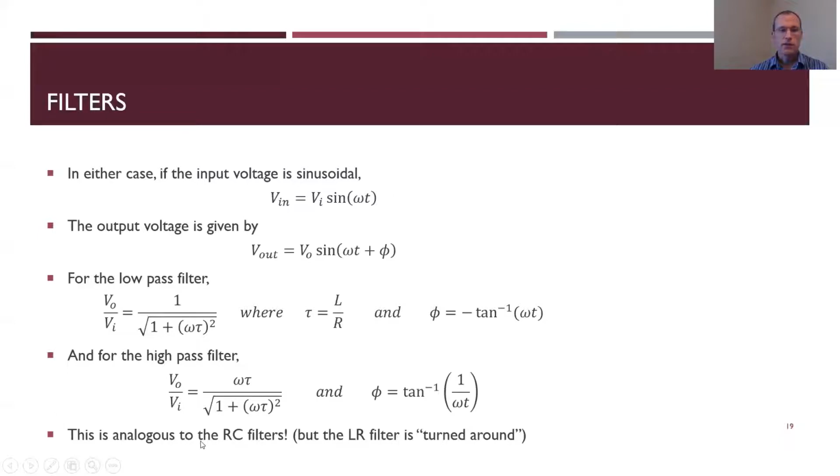So again, analogous to the RC filters, but the LR filter is what's called turned around. In other words, the low-pass filter here is over the resistor, whereas in the RC case, it's over the capacitor, and again, vice versa for the high-pass filter.